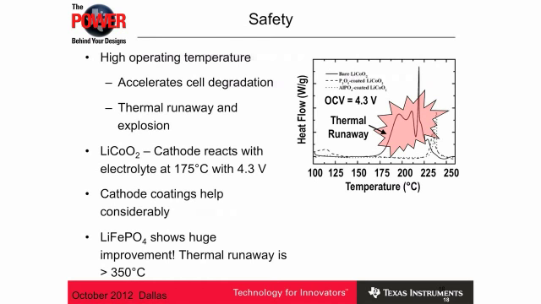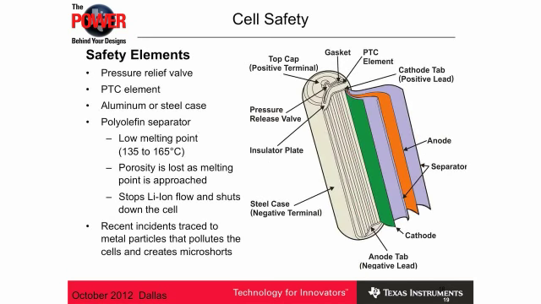Some of these newer cells are much, much better. For example, the lithium iron phosphate thermal runaway is double that of the lithium cobalt, way up at 350 degrees. Cells are generally safe, though. The ones that had that incident in 2005 were actually in a machine made by a very reputable company, but they had a process issue where tiny little microparticles of metal were in there and working their way in. But the cells are safe.